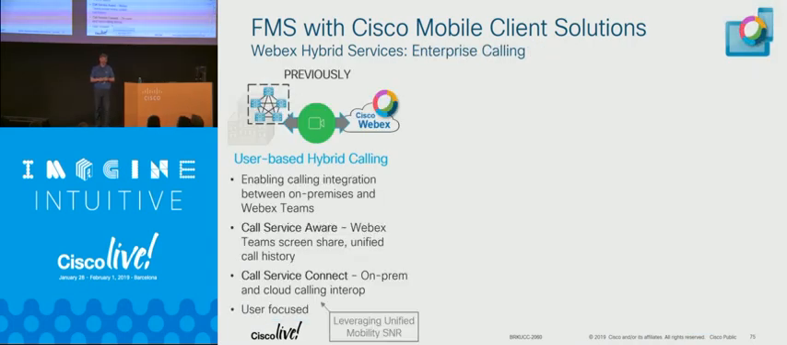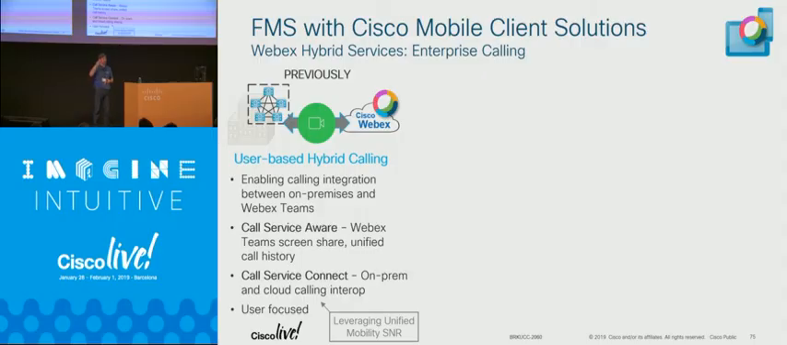All right, last thing I want to talk about as far as services are concerned is hybrid services around enterprise calling. Things have evolved a bit over the last 6 months and are going to continue to evolve in this particular space. Previously, last time I was here when we talked about this, I had stuff around hybrid calling, and it's user-based hybrid calling. It enables the integration for on-prem users to be able to call cloud users and their clients, and vice versa, cloud users to be able to call on-prem devices and users.